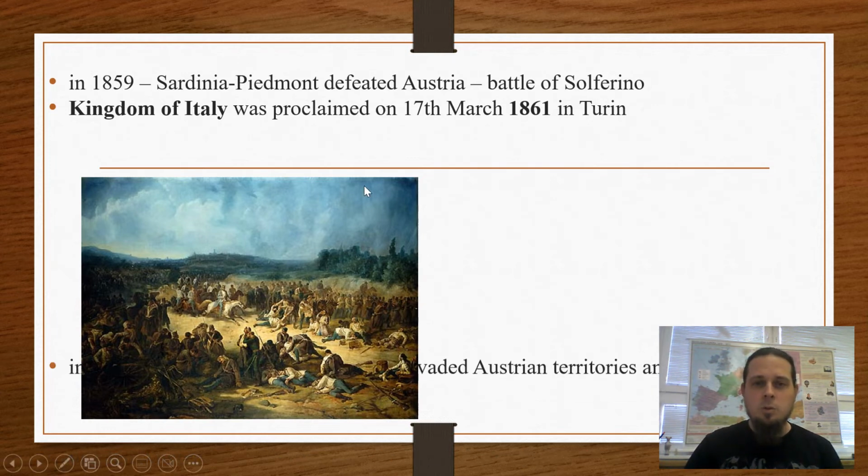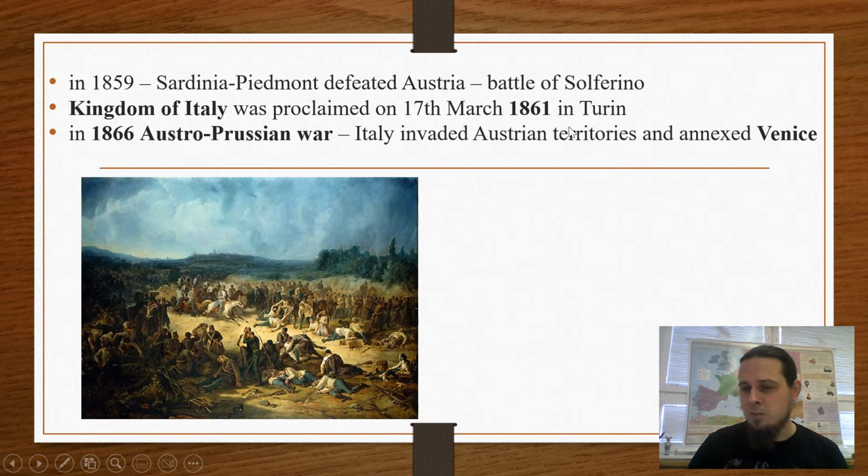Anyway, the Kingdom of Italy was proclaimed on the 17th March 1861 in Turin. So that was the first time when Italy was unified. Of course, the name Italia comes from the Roman province of Italia. That was the basic founding of Italians, of the language.